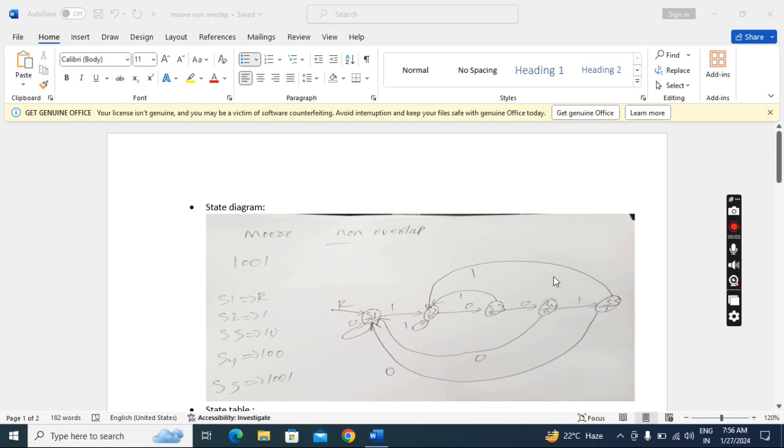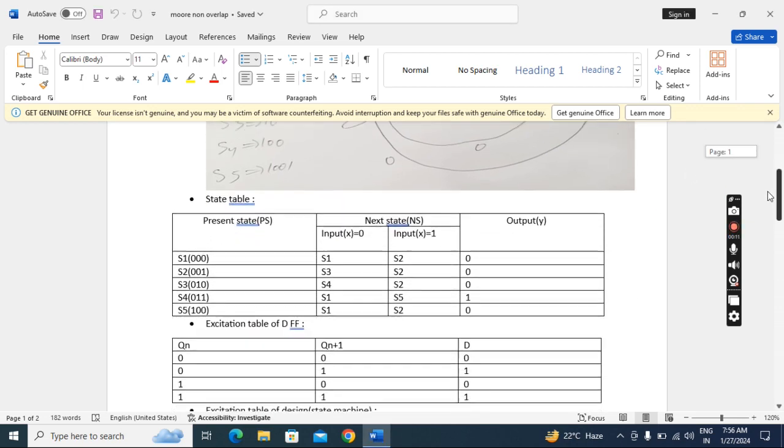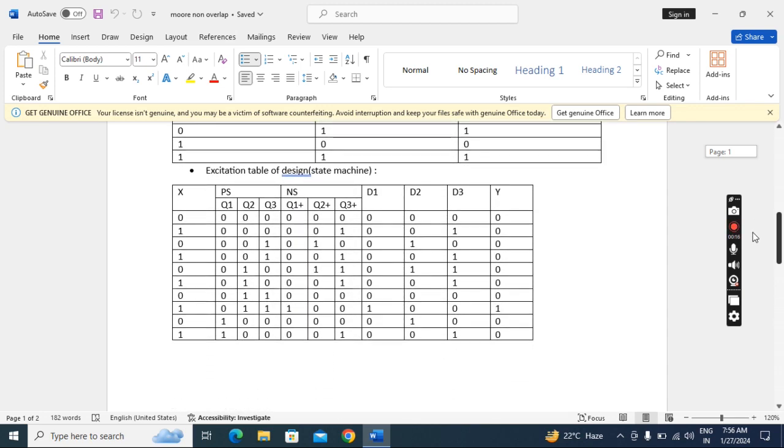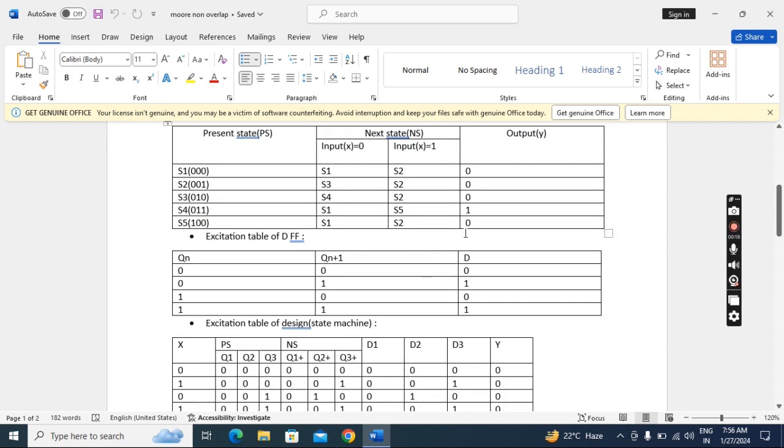Now we'll see the excitation table of Moore and non-overlap. The excitation table is almost the same as previous, but with only one little difference. The format is the same. Okay. The only difference is in this state. Now we will compare this state table of Moore and Mealy so that we can understand what's the difference in the excitation table also. Okay. So here what are we getting? 1, 2, 3, 2, 4, 2.